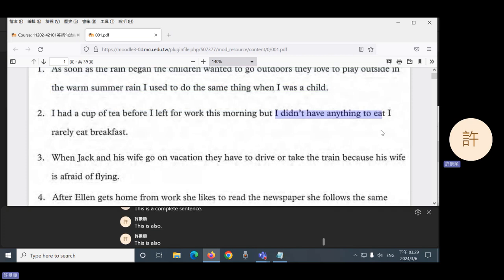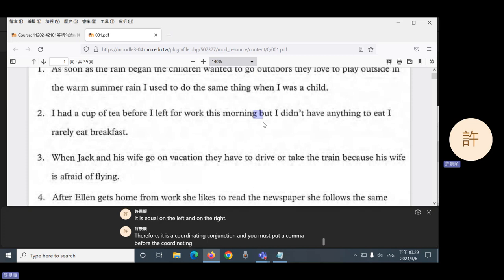This is also a complete sentence. The word but connects two complete sentences. It is equal on the left and on the right. Therefore, it is a coordinating conjunction, and you must put a comma before the coordinating conjunction.